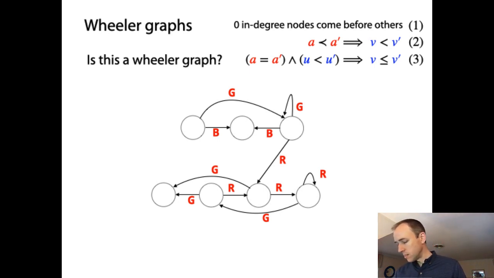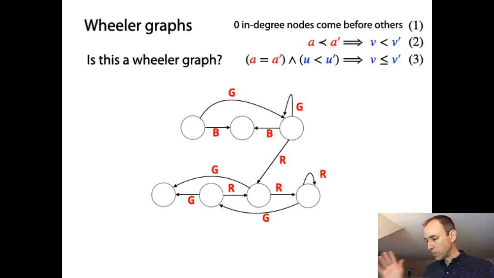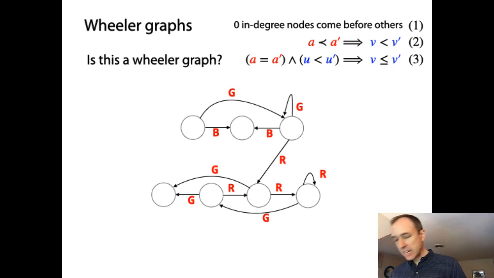You can see it's an edge-labeled directed graph, just like we're used to. I've copied the Wheeler graph properties there in the upper right. Okay, and we're going to use alphabetical order. So I've got B, G, and R. We're going to say B comes before G comes before R. And we want to know, is this a Wheeler graph? And part of that question is, can we come up with the ordering that makes it a Wheeler graph?